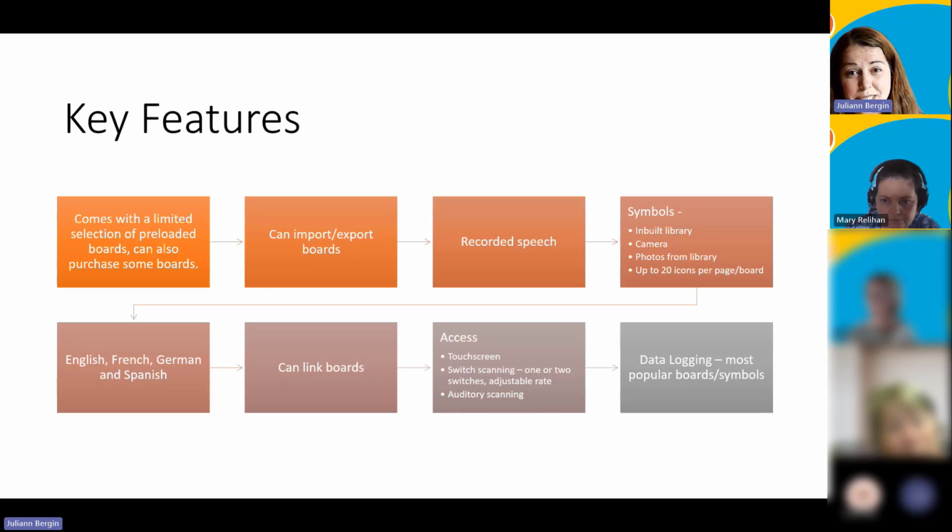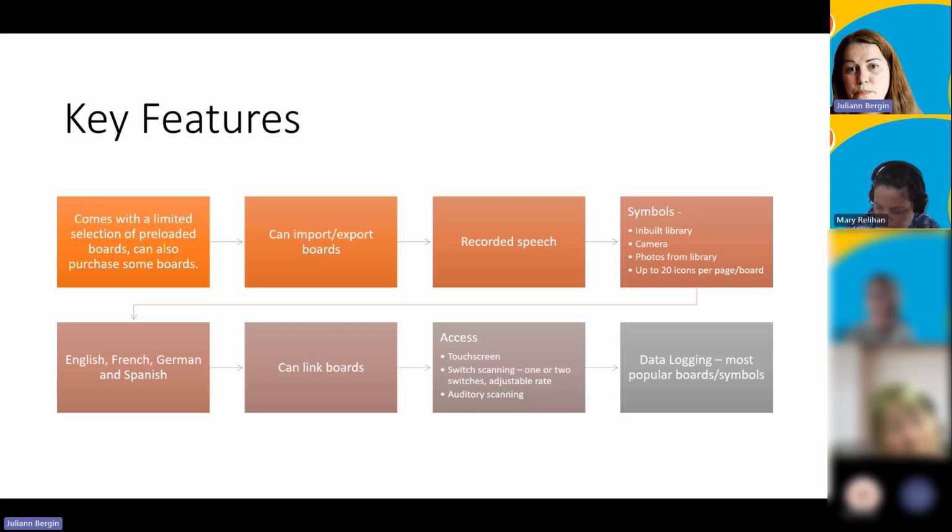You can have up to 20 icons on each screen. So you're actually developing quite complex boards if you're going down this route, in that you can have like 4x5 layouts, and they'll change depending on whether you're in portrait or landscape mode. So whichever way you turn your iPad, the app will try to accommodate that as well. We're going to be using it in English today, but it also does accommodate French, German and Spanish for anybody who wants to create boards in those languages.